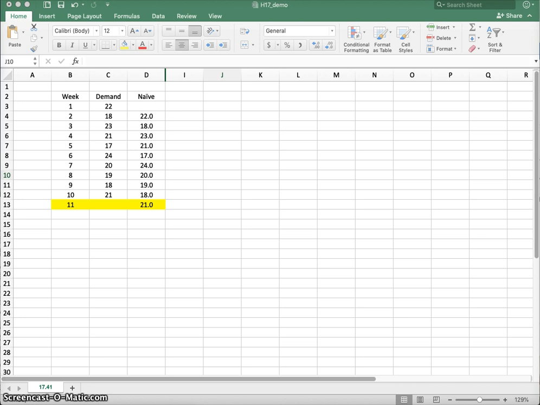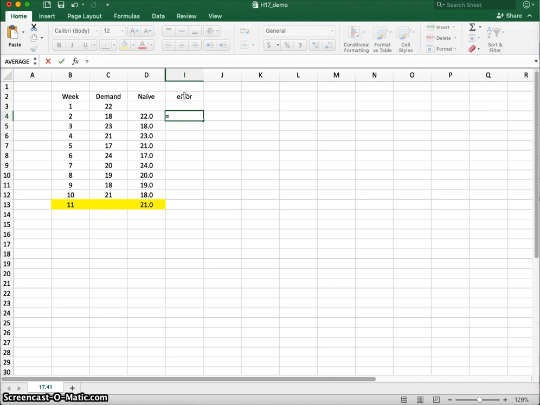And what are the best results? Well, for instance, if I look here at the naive method and I see that in period 1, I made a forecast for period 2 of 22, and I actually ended up with a demand of 18. So I wasn't too close. There was an error. So I can make another column here, and I can call this column the error of the forecast. And it's really very simple. All I need to do is I just need to subtract one from the other.